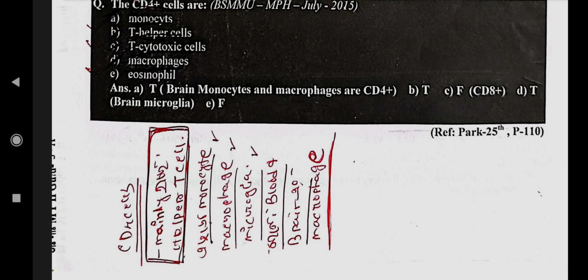The CD4 cells are: true answer monocyte, T helper cell, macrophages; false answer cytotoxic cell, eosinophil. CD4 cells are mainly helper T cells, in addition to monocytes and macrophages.